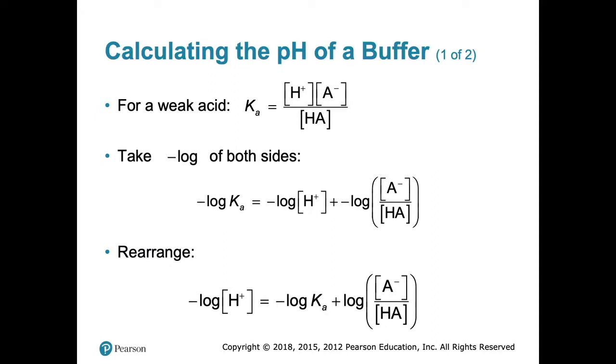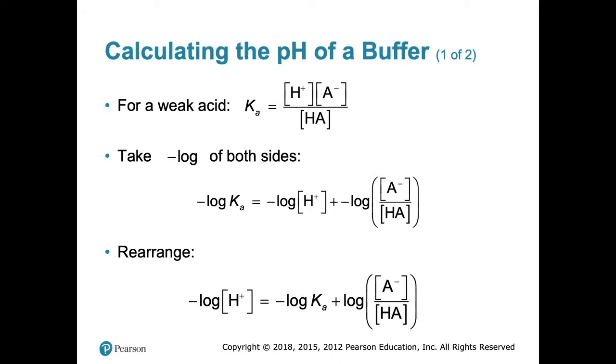Okay, so let's do a quick review. Right here, if we have a weak acid, Ka equals the hydronium ion concentration, or the proton concentration, times the conjugate base concentration divided by the acid concentration, HA. So say we need to figure out what the pH is of a buffer. What you need to do is take the negative log of the Ka, and take the negative log of this side as well. So you have this now.